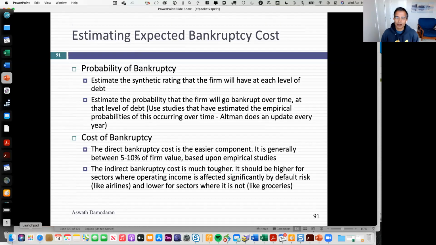So I need a probability of bankruptcy. I'm going to take you through a process by which we can estimate probability of bankruptcy, and I think it's doable. And then you have to come up with the cost of bankruptcy, and there are two components.